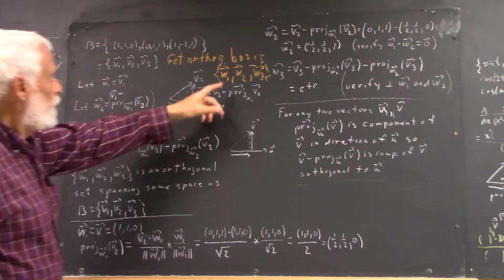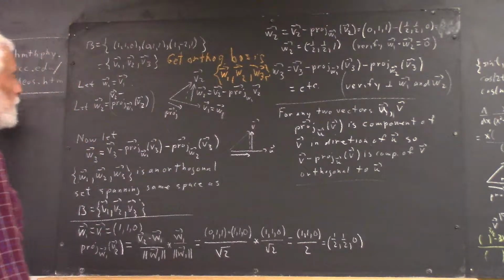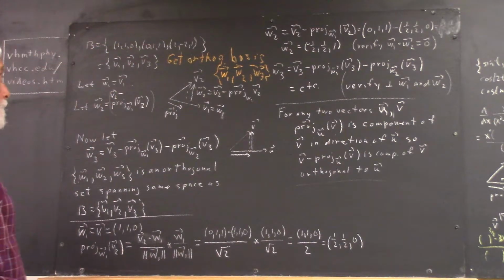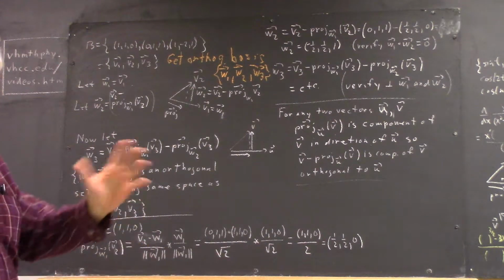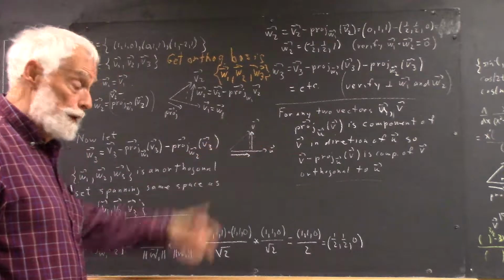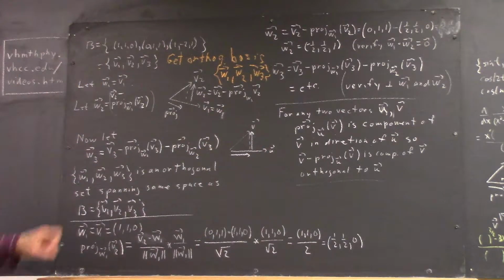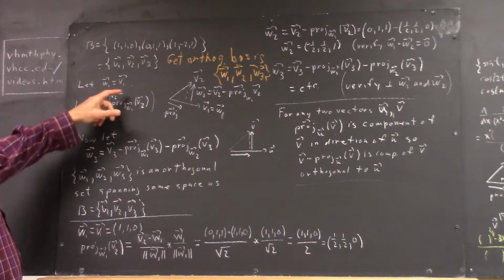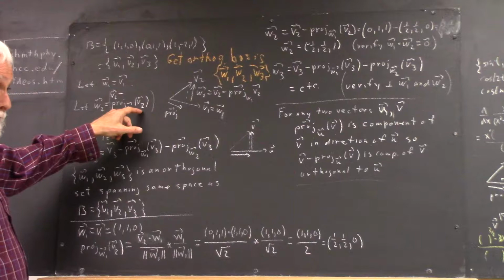Okay, so to get our orthogonal basis, I'm just going to let W1 equal the first vector, which is the 1, 1, 0 vector. Okay, so that's a good start for an orthogonal basis. We don't care what orthogonal basis we get. We'll take any orthogonal basis. So W1 is your V1. We're going to let W2 be V2 minus the projection onto W1 of V2.